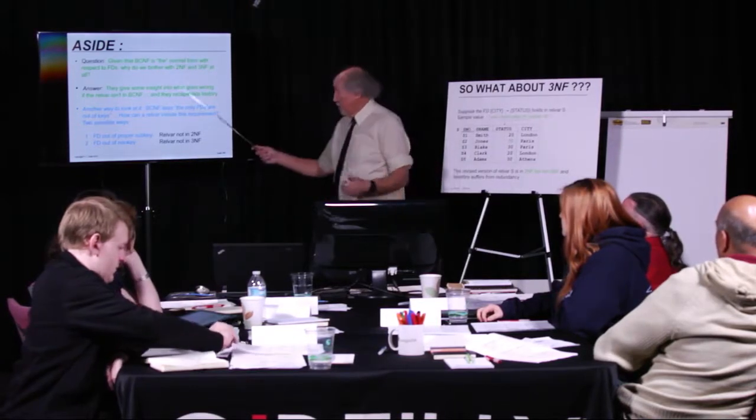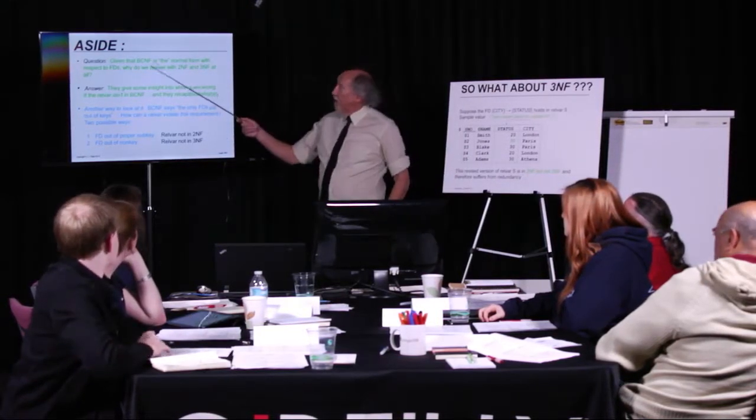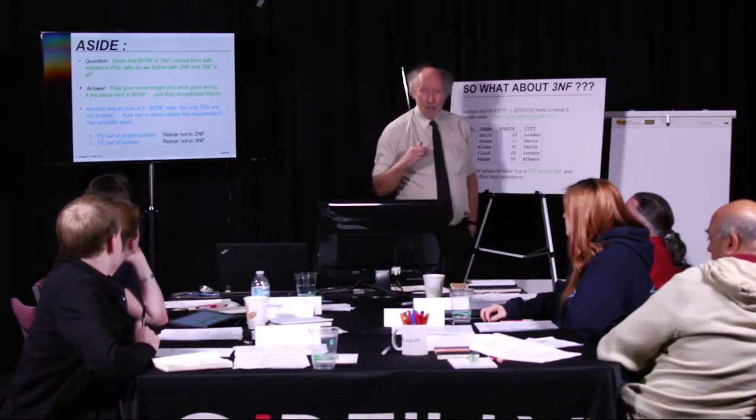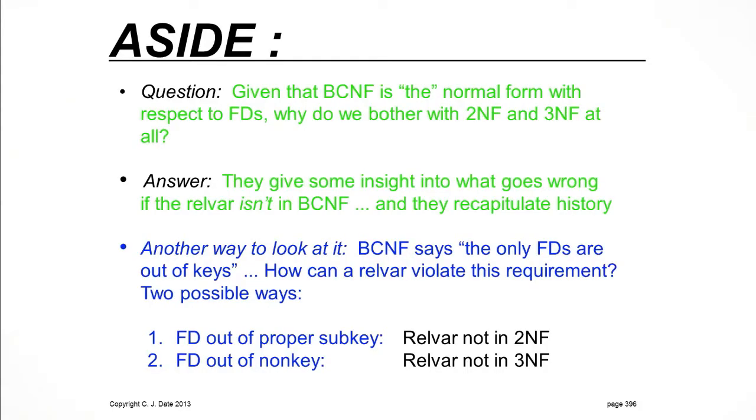Well, okay, let me answer the question I raised a few minutes ago. Given that Boyce-Codd normal form is the normal form with respect to functional dependencies, which it is, why do we bother with second and third at all? Well, part of the answer is that it gives you some insight as to what goes wrong if you don't have Boyce-Codd normal form.